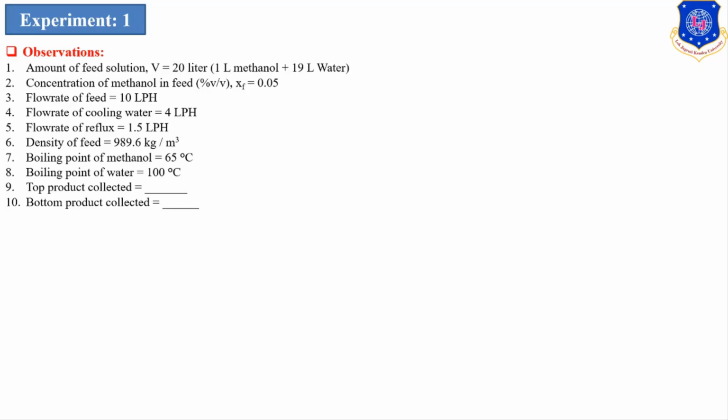Now from this volume we can find out the density of the feed, and so it will be 989.6 kg per meter cube. Here the density of methanol is 792 kg per meter cube, but the density of water is 1000 kg per meter cube, and hence the density of this feed solution, which is 20 liters, will ultimately be 989.6 kg per meter cube. Now the boiling point of methanol is 65 degrees Celsius, while the boiling point of water is 100 degrees Celsius. Then the top product and bottom product, which are being collected as distillate and residue, should be written here.